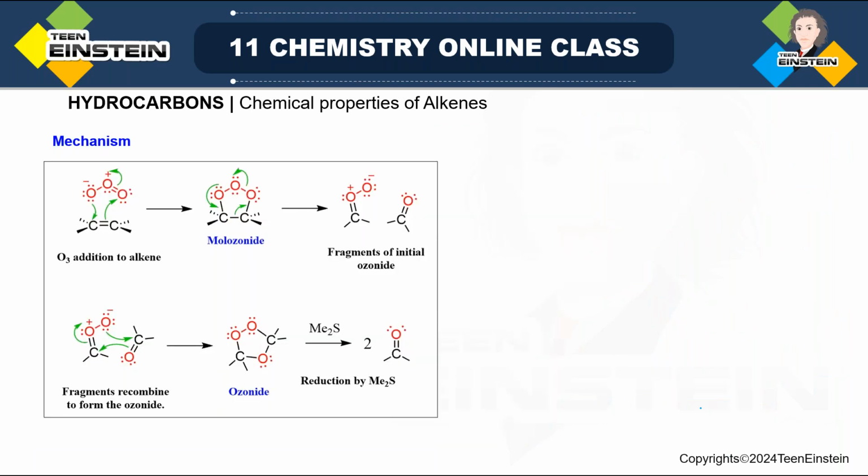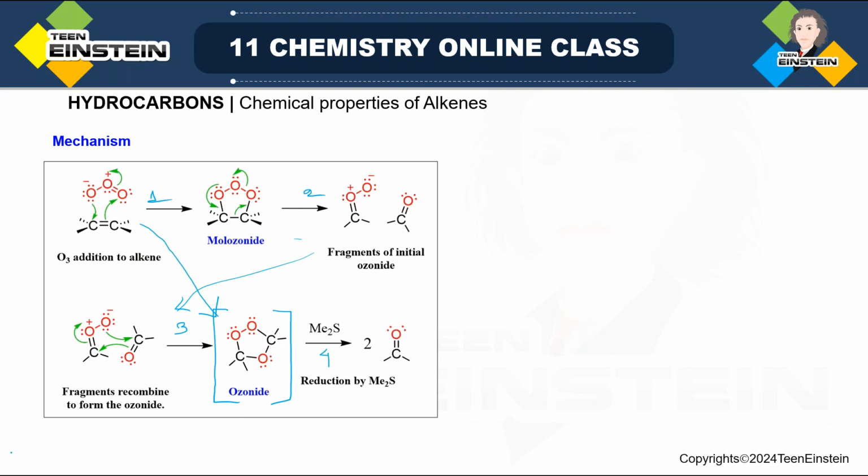Now look at the mechanism. Though a detailed mechanism for this level is not necessary, in case you are interested, see this ozonide you have seen in the previous slide. What we have done is jump directly from this starting material to this step. But here you have some steps: step 1, step 2, step 3, and then this is the fourth step.